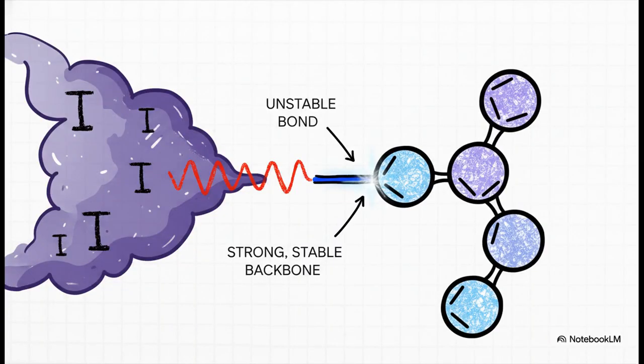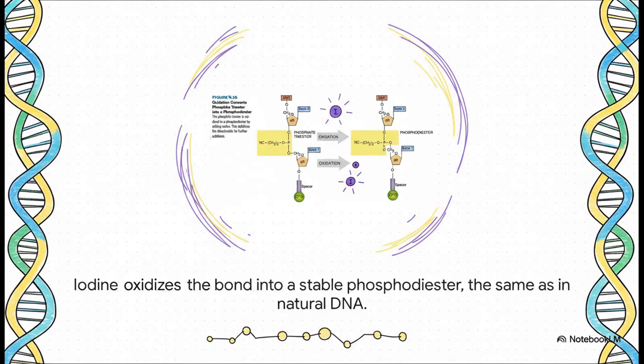And that brings us to the last step in the cycle, oxidation. We've got that new unstable bond we just made, and now it's time to convert it into the strong, stable backbone that you find in actual natural DNA. To do this, we use a solution with iodine. The iodine basically rearranges the atoms and oxidizes that fragile link, turning it into a rock-solid phosphodiester bond. This is the exact same chemical backbone that gives real DNA its incredible stability. That new connection is now locked in for good.